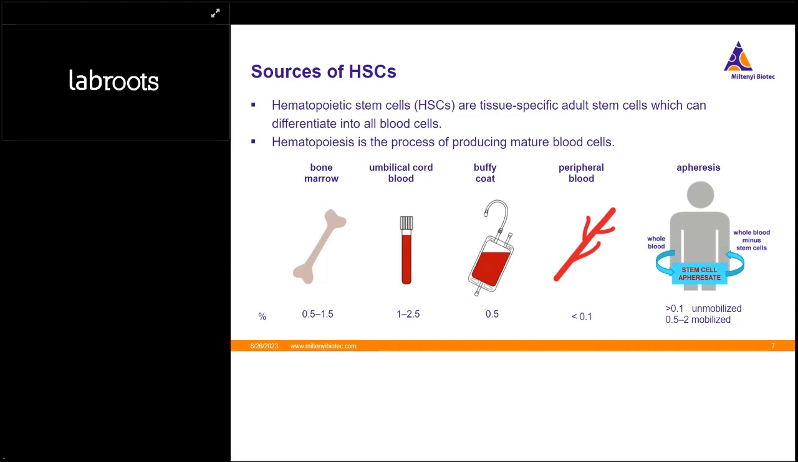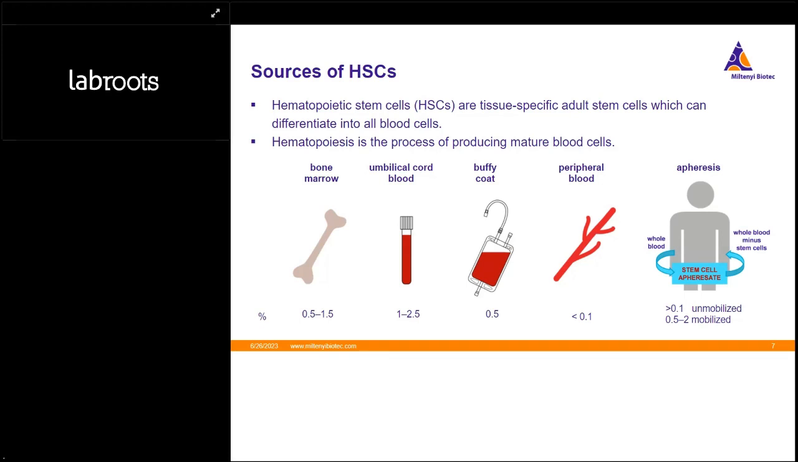And if we are getting this from regular adult human patients or donors, the kind of sample we can get is typically a buffy coat, or in most cases just regular peripheral blood, in which case, as you can see from the slide, the percentage of stem cells is fairly low. We are talking about less than 0.1%.